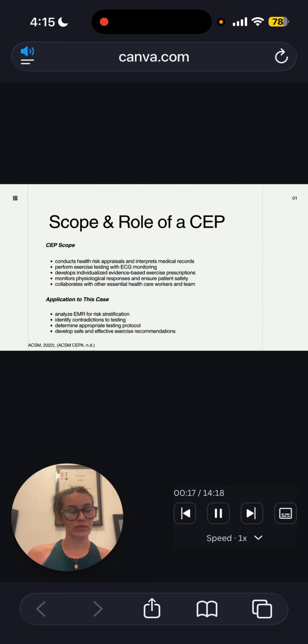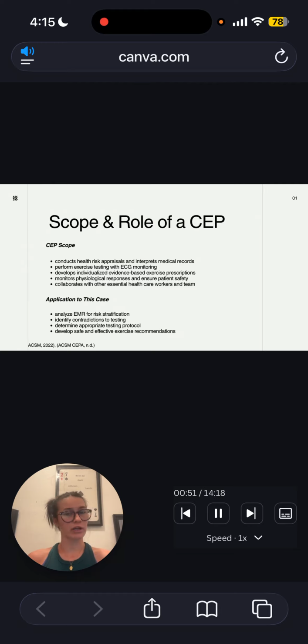So, the main role that we're doing, the scope and the roles, is that we conduct health risk appraisals, do exercise testing, and interpret the patient's medical records. We help perform exercise testing while we are monitoring on the ECG, as well as picking which exercise test is best fit for the patient and their safety. We develop individualized programs for these patients to follow and testing, and all the prescriptions that come with it. And then we monitor their responses, their vitals, their health, all that.